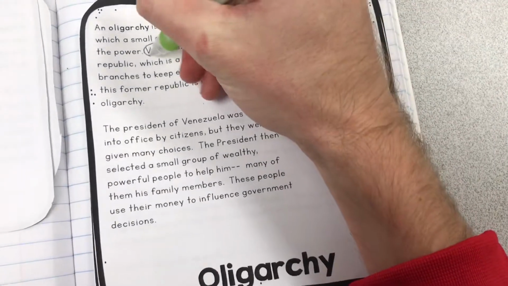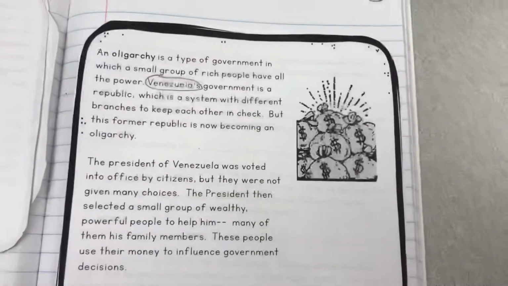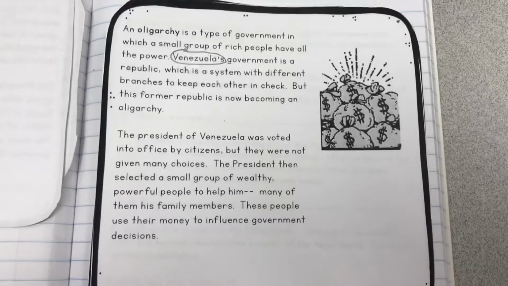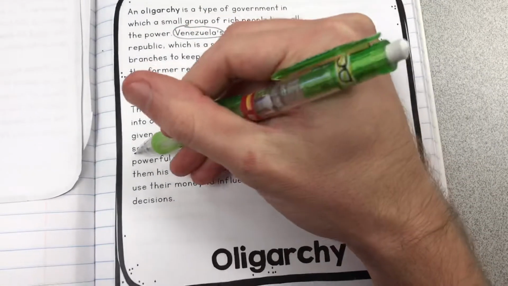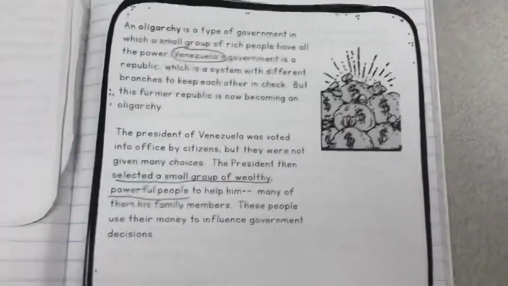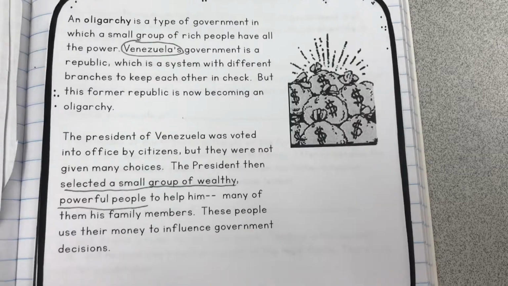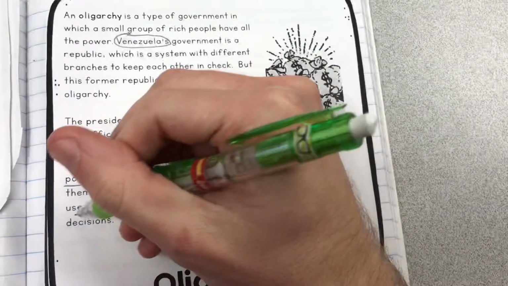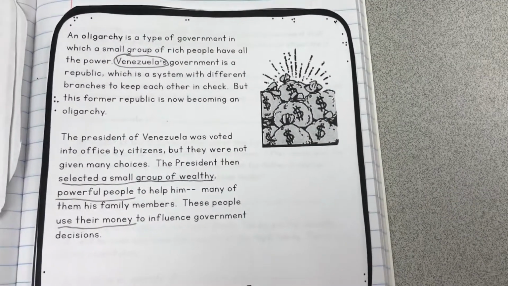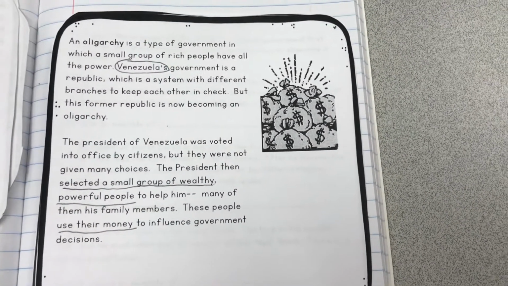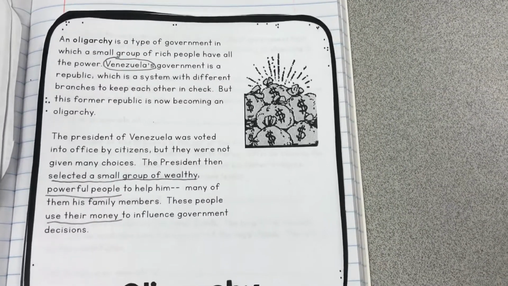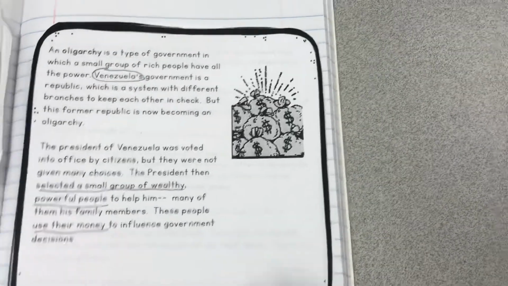So let's circle, normal Mr. A's voice, so sorry. Let's circle Venezuela, because that's an example of an oligarchy. And let's also circle where it talks about how the president selected a small group of wealthy, powerful people to help him. So they weren't really voted in. The president just kind of picked them. And then also, the people use their money to influence decisions. No constitution, no balance or checks. They just use the money to get the power. So an oligarchy is a type of government where usually if you have money, you have power, and only a few people have it in those smaller countries. So those are the 4 main types of government.